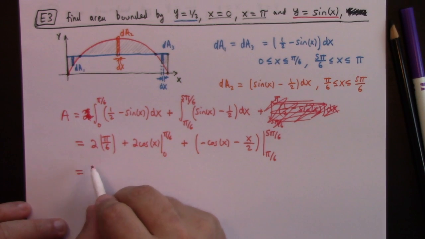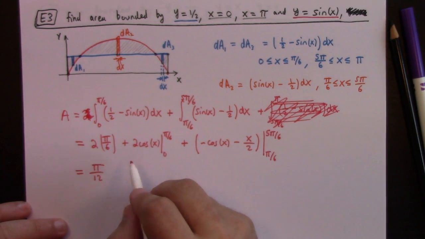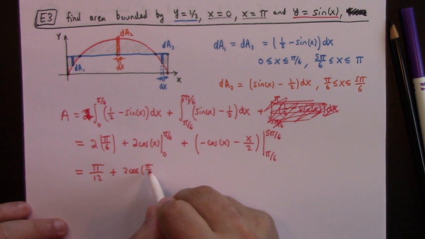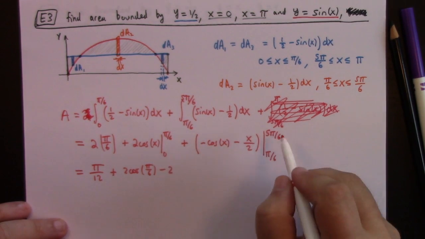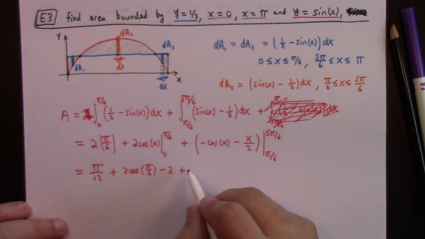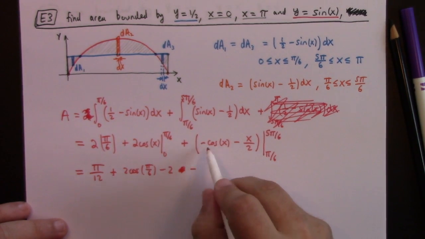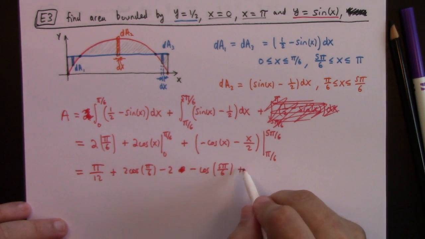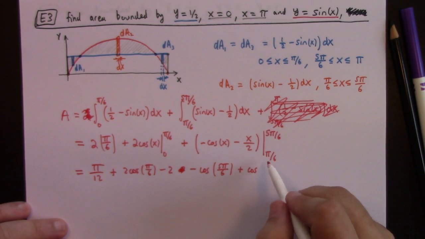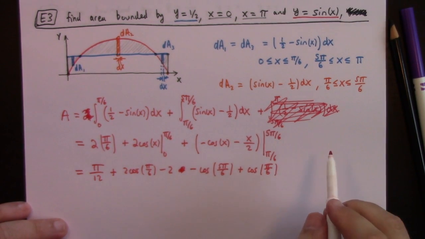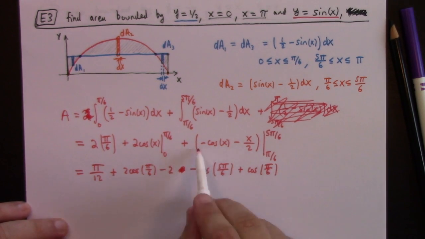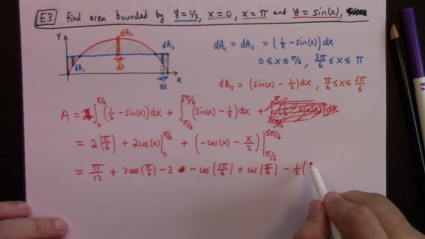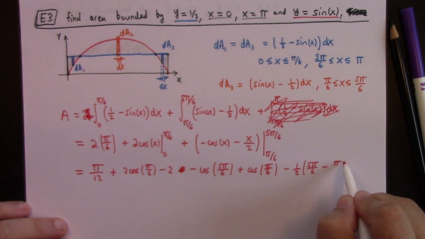All right, so I got pi over 12 plus 2 cosine of pi over 6 minus 2, since cosine of 0 is 1. And then over here I've got plus minus cosine of 5 pi over 6. I'm going to do both the cosine terms first, sorry if that bothers you. Cosine pi over 6, because minus a minus gives me a plus. And then I'll take care of the x over 2 terms, and then minus 1/2 times 5 pi over 6 minus pi over 6.